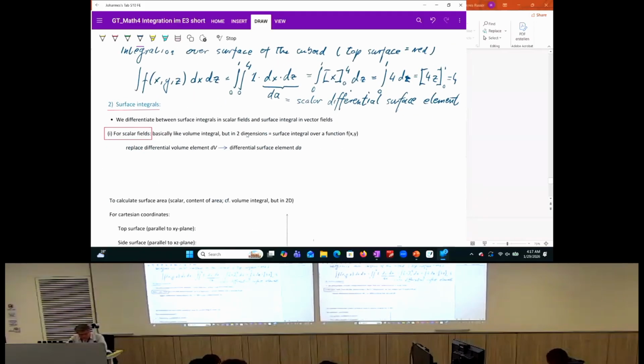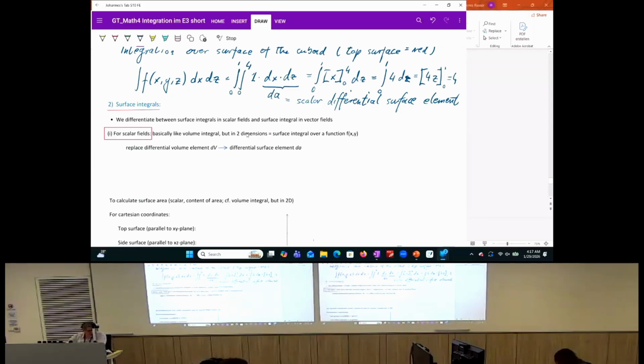So now, what do you do when you have a surface integral? There it becomes also interesting because we differentiate between surface integrals in scalar fields and surface integrals in vector fields. What you've seen above was also in the scalar field. For a scalar field, it is basically like the volume integral, but you do it in 2 dimensions. So the surface integral over the function f of x and y, and then you just replace the differential volume element dV with the differential surface element dA.